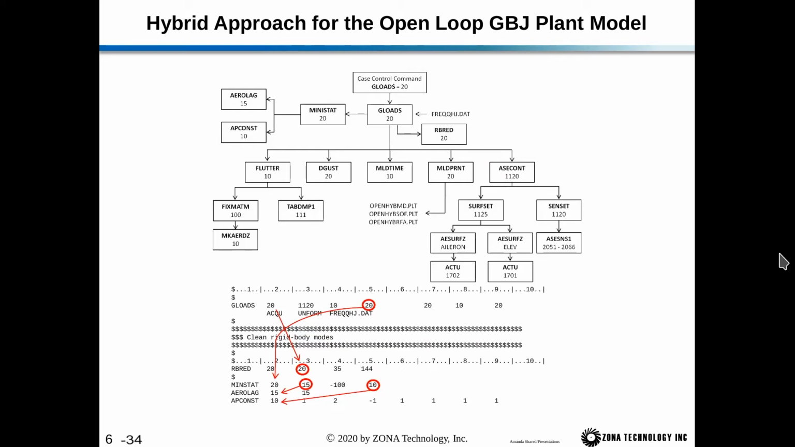Okay, next let's move to the hybrid approach of the open loop GBJ model. With the hybrid approach, the gust aerodynamics will be solved in the frequency domain, whereas the normal modes and control surface modes will be computed in the time domain using the RFA. The GLoads card refers to an MNStack card with ID 20. This MNStack card refers to the aero lag card to define 15 aerodynamic lag roots, and then we have our approximation constraints defined here.